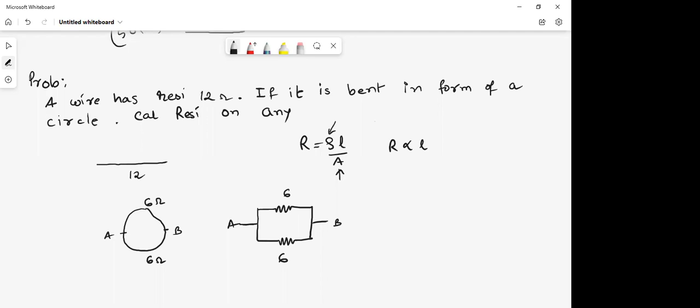So 6 parallel 6 will be 3. That's it. But this is okay. You must have studied somewhere at the CET level or JEE level, they must have told you somewhere. Fine.